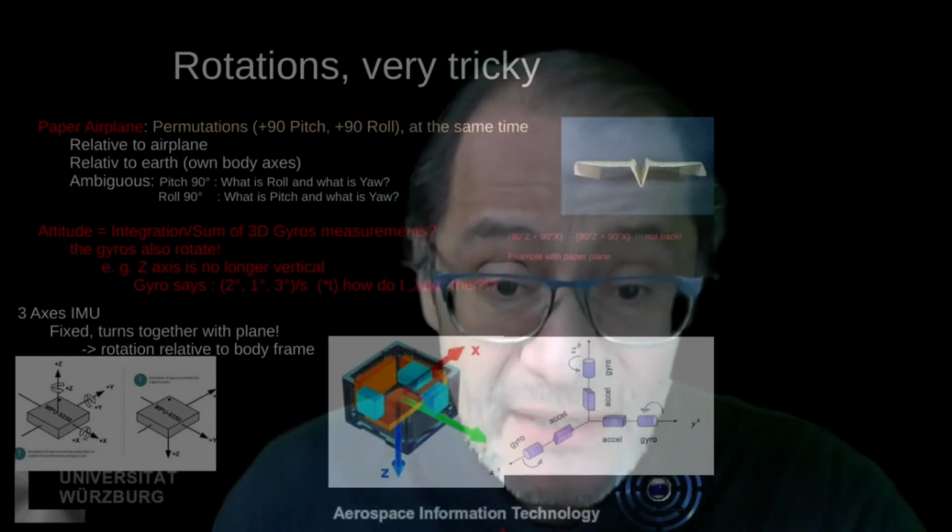Let's try. Just a second. I take again my same aeroplane and I make the rotations, again two rotations, but now I'm not going to use the reference of the aeroplane. Just a second, please.